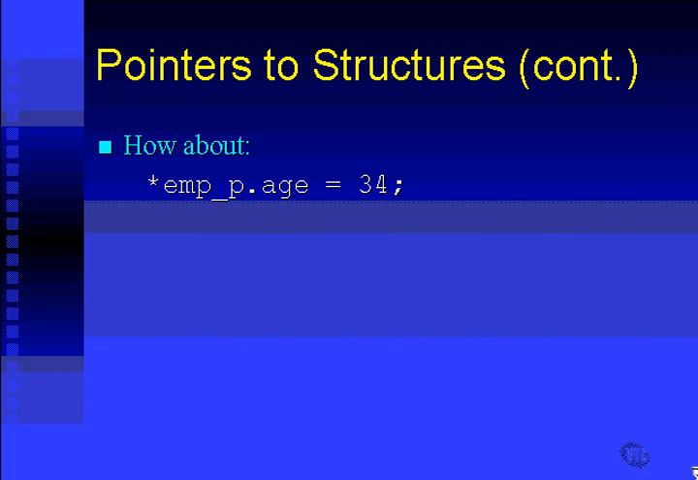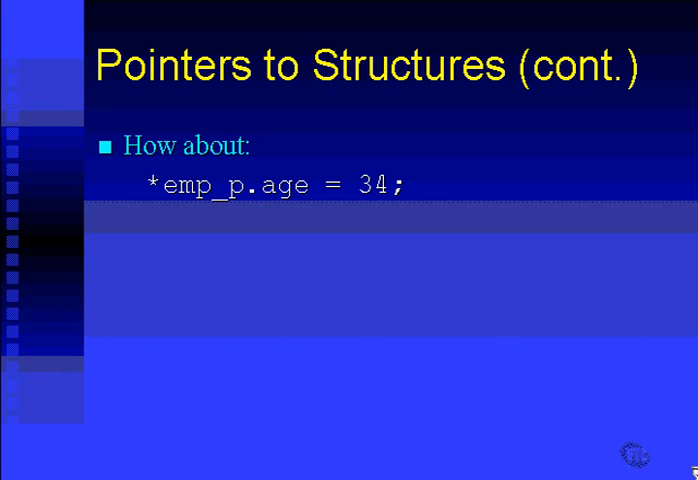Star emp.age equals 34. Well, we're on the right track now. This is exactly what we're supposed to try and do here. However, that's not going to compile either, but for an unexpected reason. It turns out that the precedence of dot is actually higher than the precedence of asterisk.